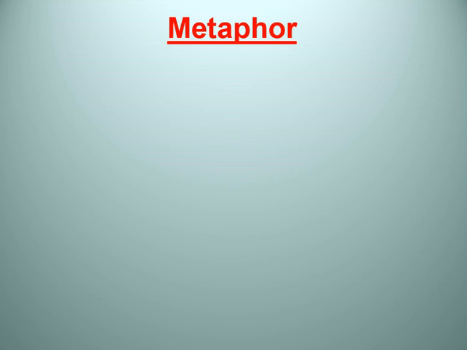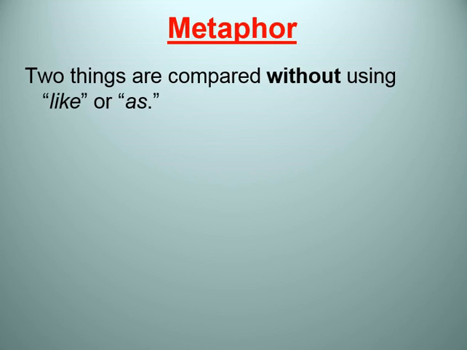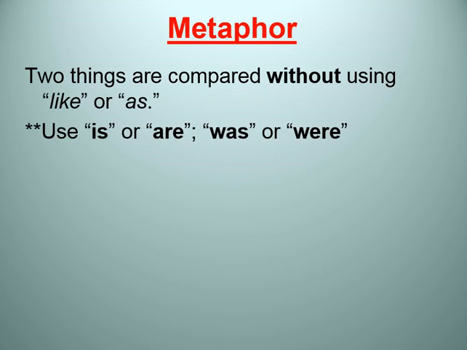The next type of figurative language that you already know about is a metaphor. Now, this is another way of making a comparison. And with metaphors, two things are compared without using like or as. But you would use is, are, was, or were. But remember, most importantly, your two things are being compared. There has to be a comparison made.